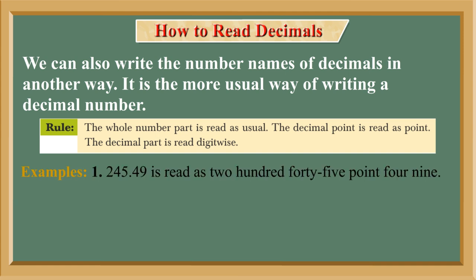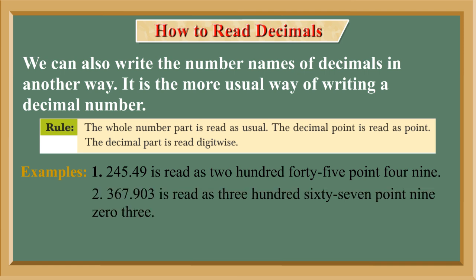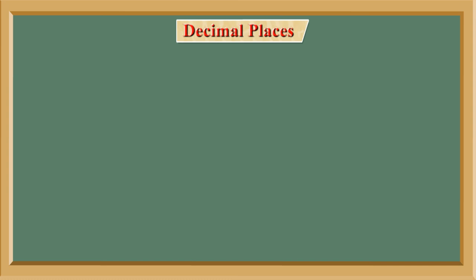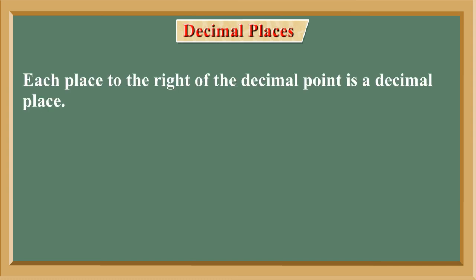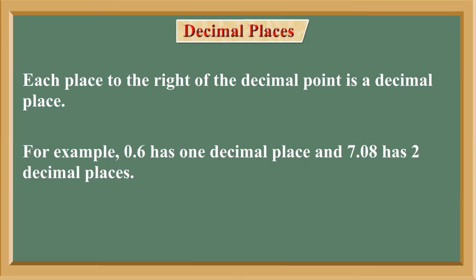Examples: 1. 245.49 is read as two hundred forty-five point four nine. 2. 367.903 is read as three hundred sixty-seven point nine zero three. Decimal places. Each place to the right of the decimal point is a decimal place. For example, 0.6 has one decimal place and 7.08 has two decimal places.